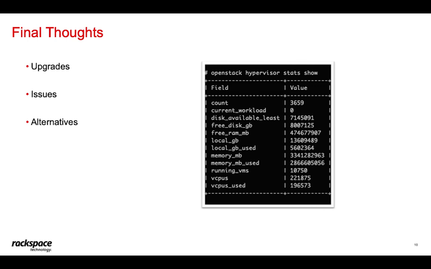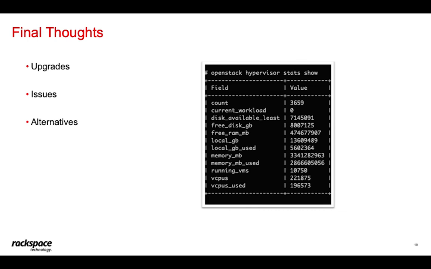So the final thoughts here: we do have a picture of the hypervisor stats where you can see we've got 3,600 VMs as of Tuesday, 221,000 cores. This is all no hyperthreads, right? Real cores. A lot of memory, I can't even count that. So it's a big cloud, right?